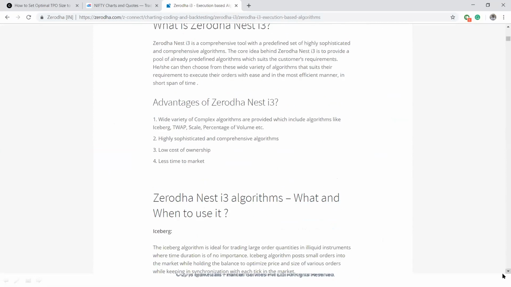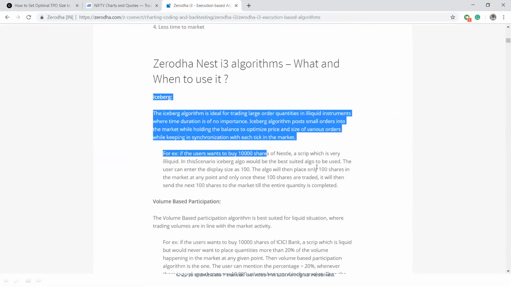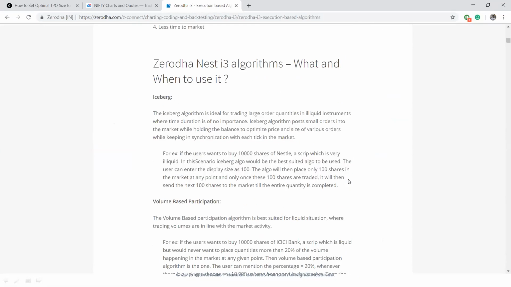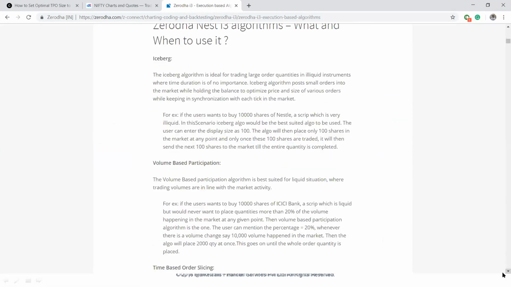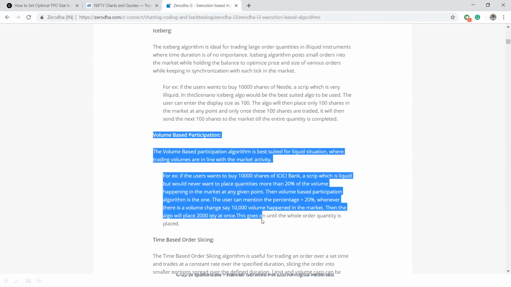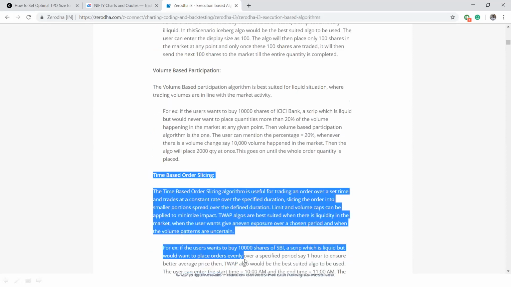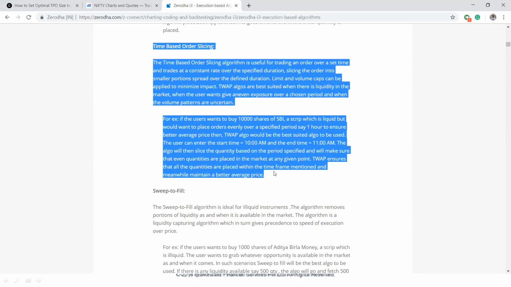So probably it's nothing but the information which is coming from the iceberg order, right? So Nest provides such kind of features. It's a feature which is provided to the brokers. Not every broker has this access. So volume based participation, time based slicing. All these things, only an institution can use it.